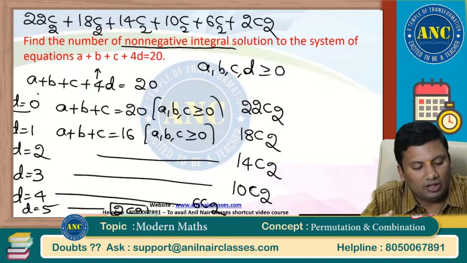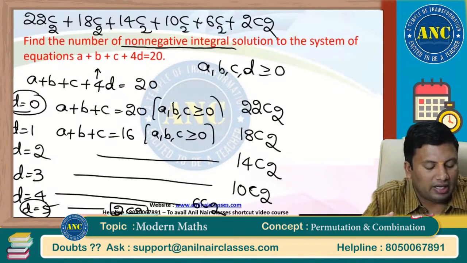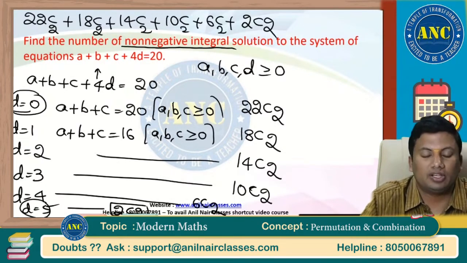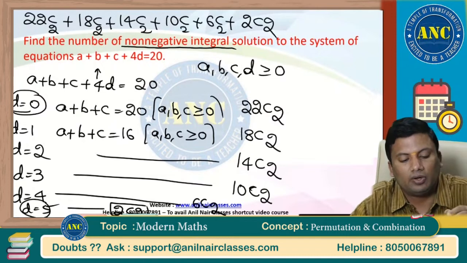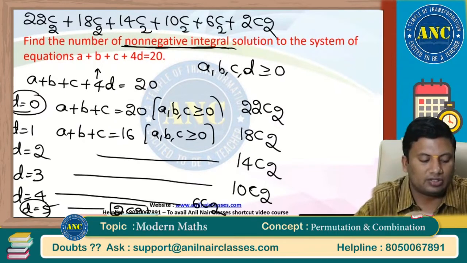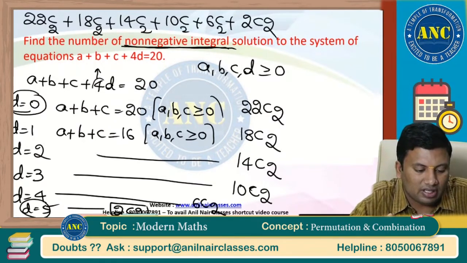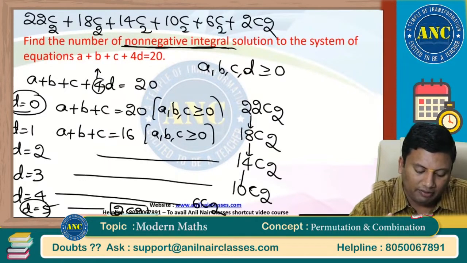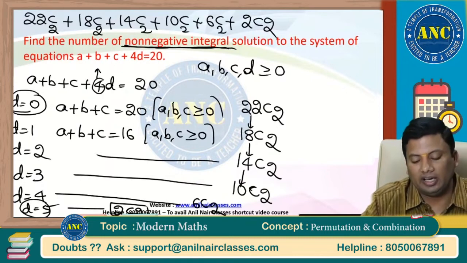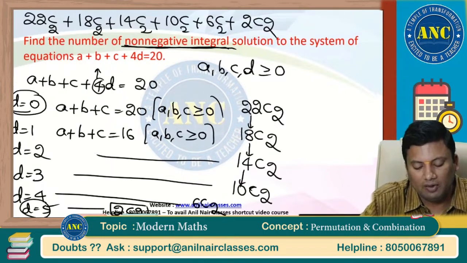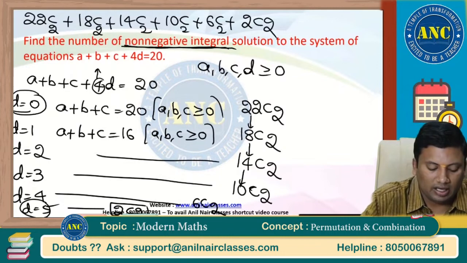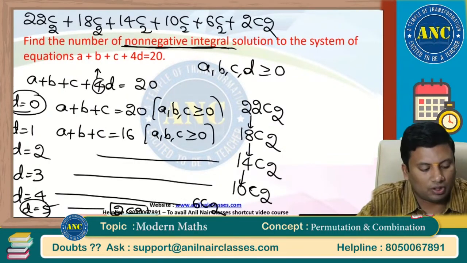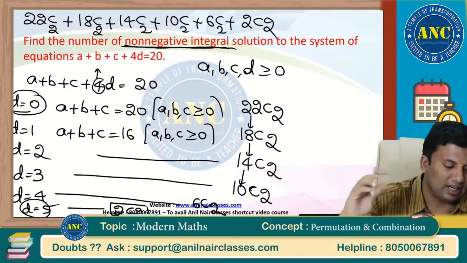D can take values from 0 to 5. D greater than 5, for example D is 6, gives 24, and 20 minus 24 will go negative, but I want a non-negative integral solution. See here, the coefficient is 4, so every time the n value is decreasing by 4: 22 minus 4, 18; 18 minus 4, 14; 14 minus 4, 10; 10 minus 4, 6; 6 minus 4, 2. I hope the idea is clear.